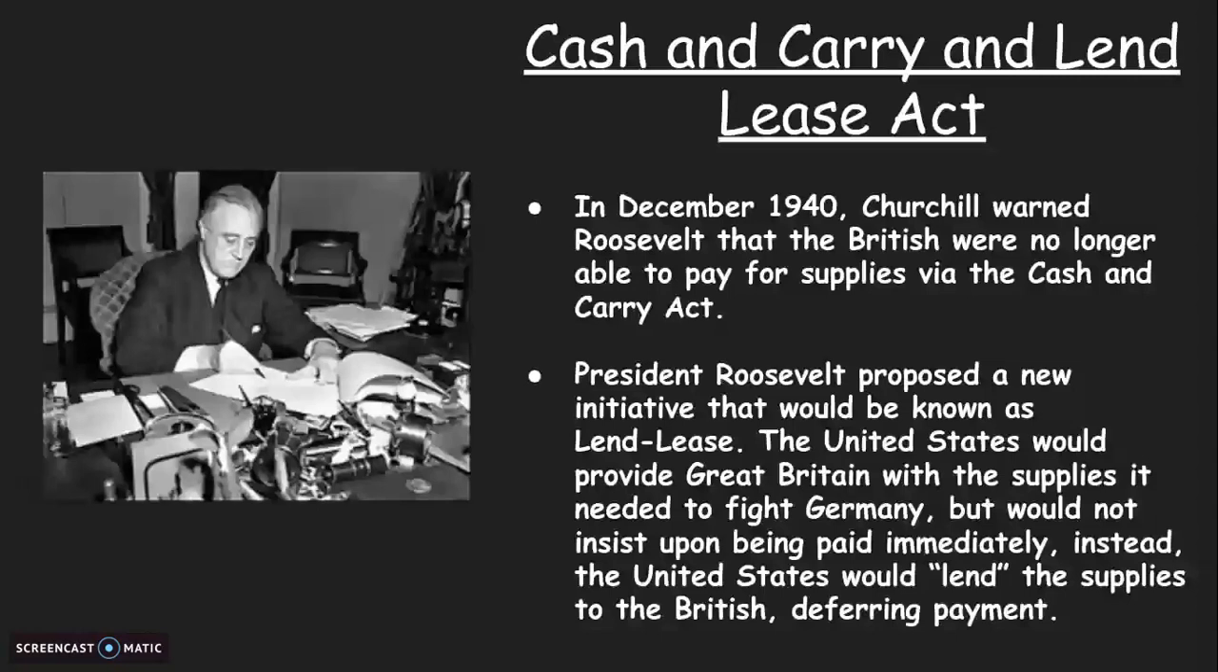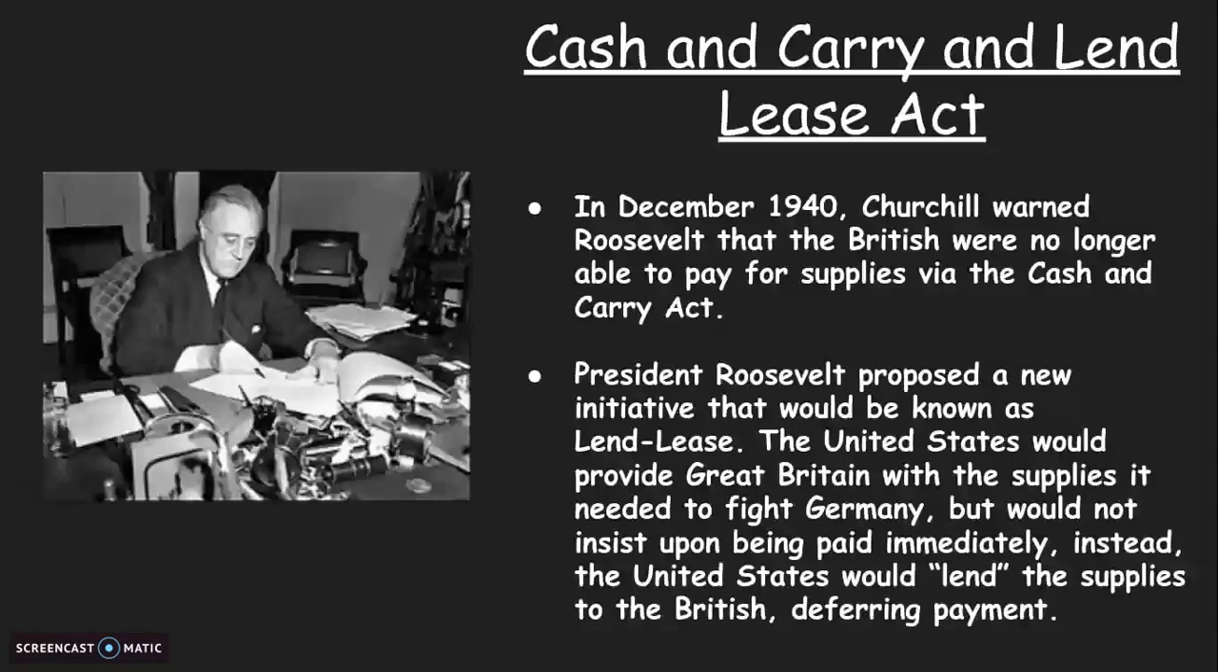So now what does Roosevelt do? In 1940, Roosevelt proposes this new initiative that's going to be called the Lend-Lease Act. Roosevelt sets up this Lend-Lease Act to provide Great Britain the supplies it needs to fight Germany, but don't pay us right away. Like during the Cash and Carry Act, you could pay us later. The United States would lend the supplies to Britain, deferring the payment, meaning that they could pay us a lot later. But in reality, would we wind up getting it back, this Lend Act?